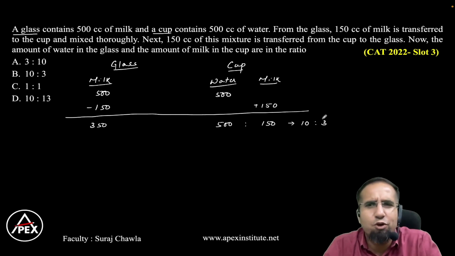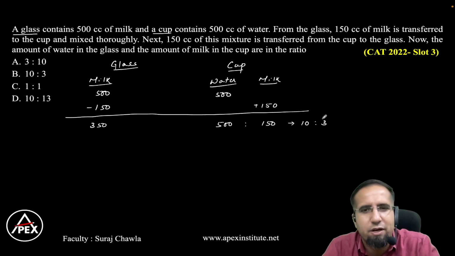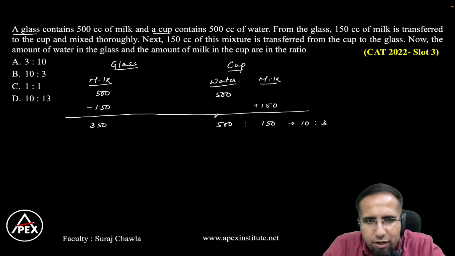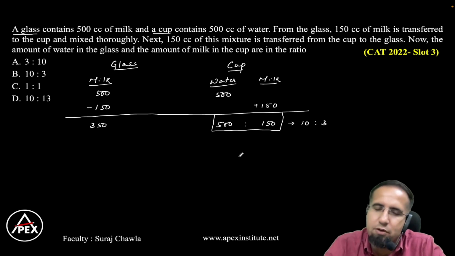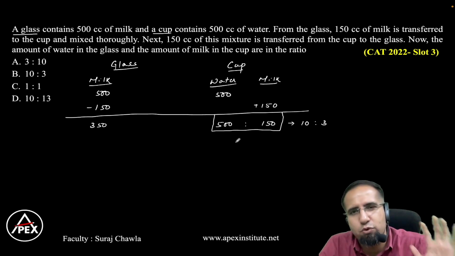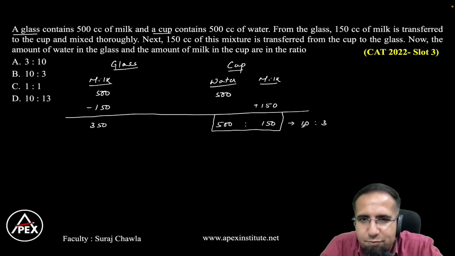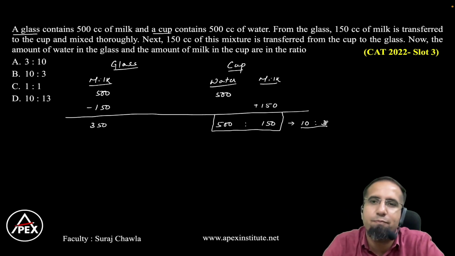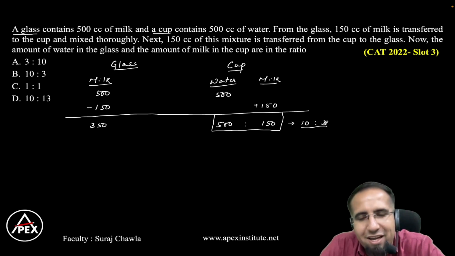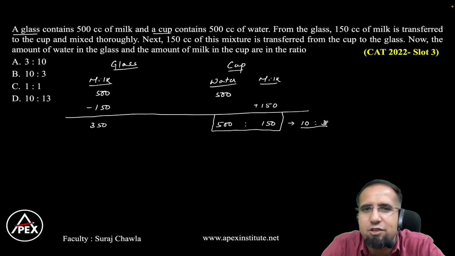Because whenever you have a mixture, this is a simple concept we need to understand, that if I am taking out any quantity of liquid from this mixture and, let's say, transferring it to the glass, it will always be in the ratio in which we have mixed them. So whatever quantity we take out should always be in the ratio of 10:3. Clear? Now what is the question talking about?